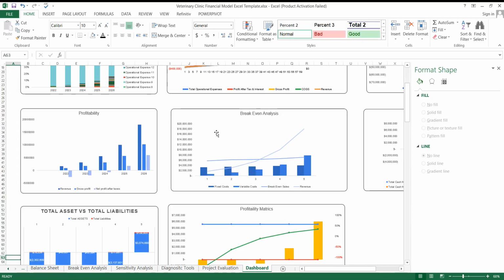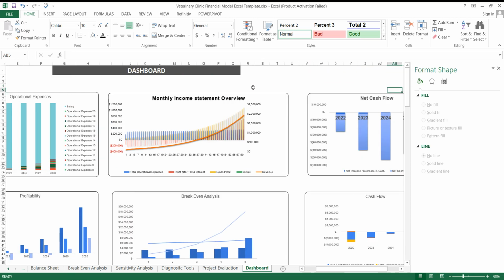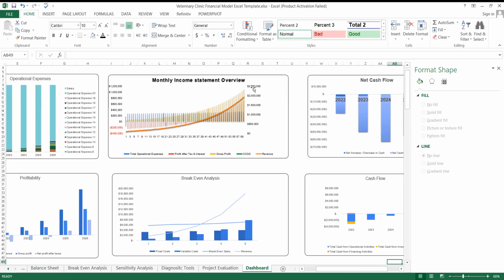Lastly, the dashboard sums up all the figures in a very nice way by giving a visual representation of the entire business model and the performance of the business.